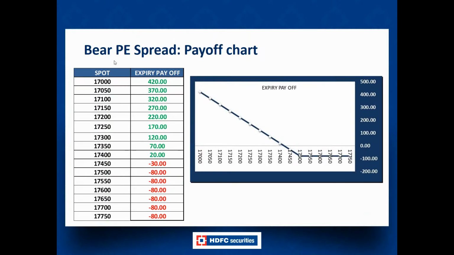So this is the payoff diagram, wherein your maximum loss is 400 rupees. Sorry, maximum loss is 100 rupees. Sorry, it is written as 80 rupees, and maximum profit is 400 rupees if Nifty closes on or below 17,000 levels.